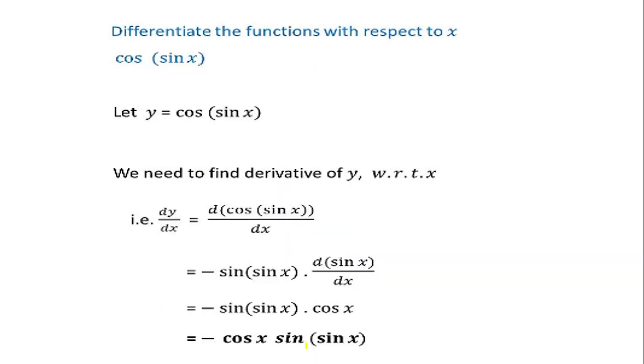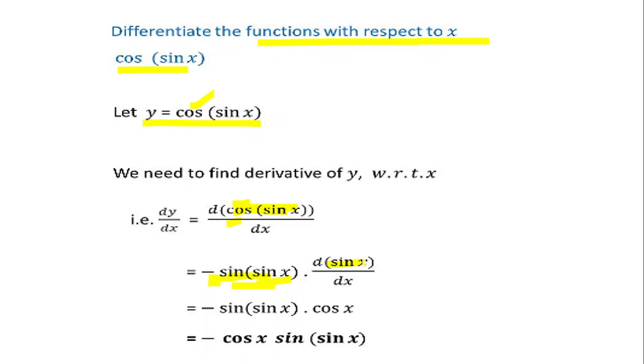Next, they are asking us to differentiate with respect to x cos of sin x. Let me take y equals cos of sin x. As I know, cos differentiation should be done initially, then the inside term later. First cos differentiation. Differentiation of cos x is minus sine of x. Here cos of sin x is there. First I should differentiate the cos. So cos differentiation is minus sine, and the inside term stays as it is. So minus sine of sin x.